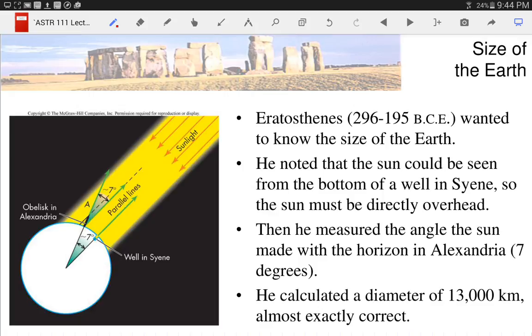Okay, so what did Eratosthenes do? Eratosthenes noted that in the city of Syene, at a certain time, he saw sunlight going to the bottom of the well. So you have a vertical shaft, and if sunlight hits the bottom of that vertical shaft, the sun must be directly over that shaft. And so he said, aha, I know the sun is directly overhead at this time of day, at this time of year.